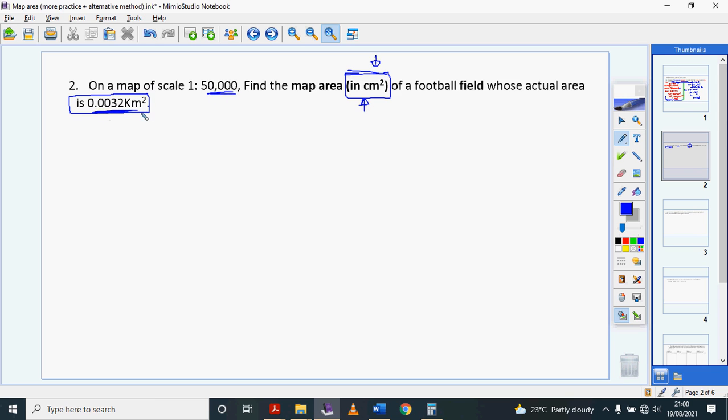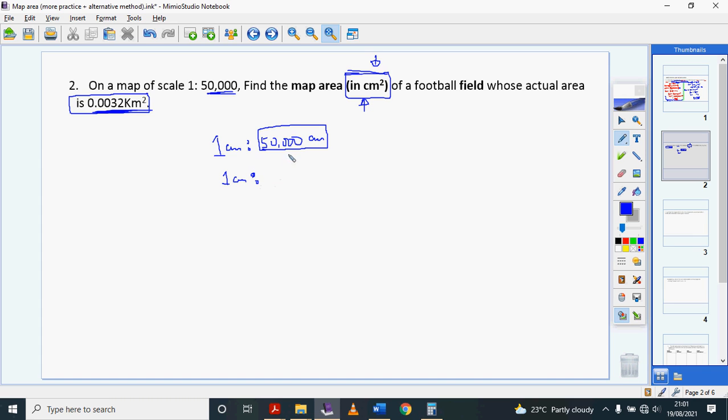What I need to do away with is the many zeros. So I'm going to change this scale, because currently the scale is 1 centimeter to 50,000 centimeters, but I want it to compare centimeters to kilometers, because I don't want to deal with the many zeros. So I'll change that 50,000 centimeters to kilometers. And I hope you remember that centimeters to kilometers is dividing by 100,000. You divide by 100, then you divide by 1,000.